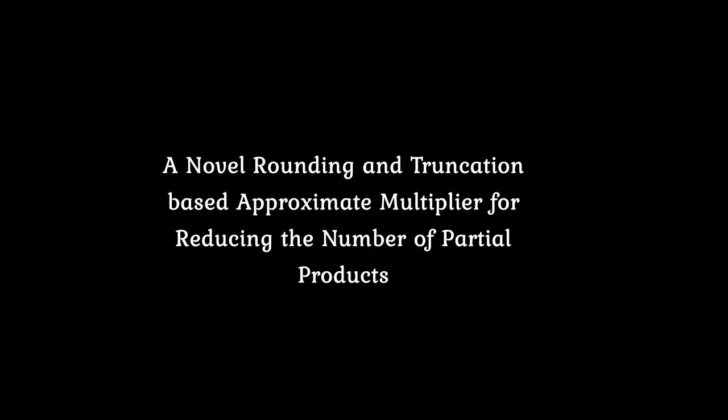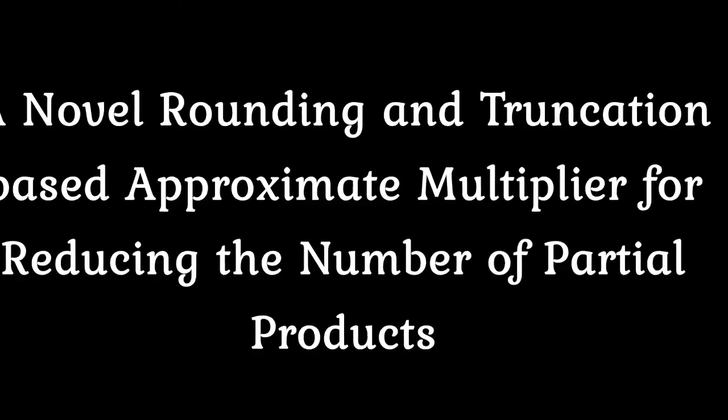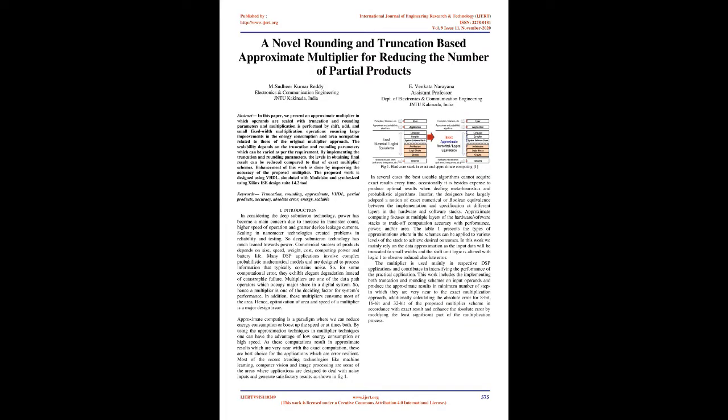A novel rounding and truncation-based approximate multiplier for reducing the number of partial products. Abstract: In this paper, we present an approximate multiplier in which operands are scaled with truncation and rounding parameters, and multiplication is performed by shift, add, and small fixed-width multiplication operations, ensuring large improvements in the energy consumption and area occupation related to those of the original multiplier approach.